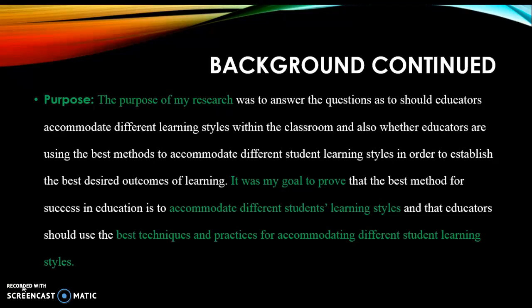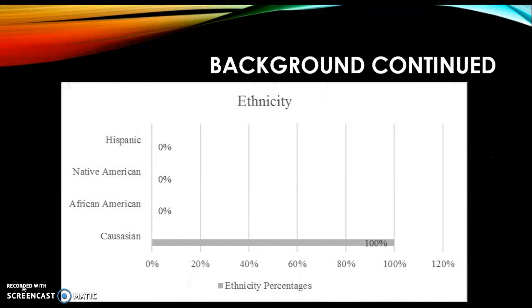So it was my goal to prove that the best method for success in education is to accommodate different student learning styles, and that educators should use the best techniques and practices for accommodating them. Background continued. As I said, I worked at the high school in Barberville, Kentucky, named Knox Central, and all my students came from Southeast Kentucky, and all were Caucasian. There were no African Americans, no Native Americans, no Hispanics, all Caucasian.